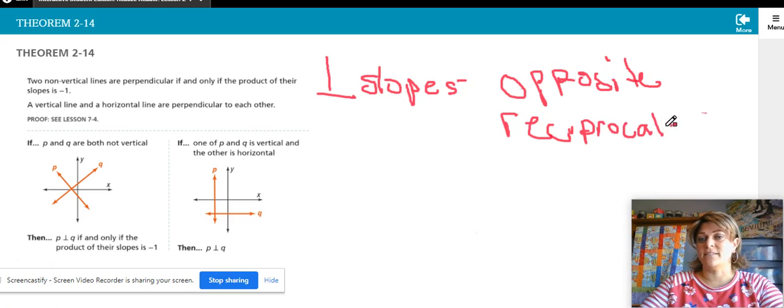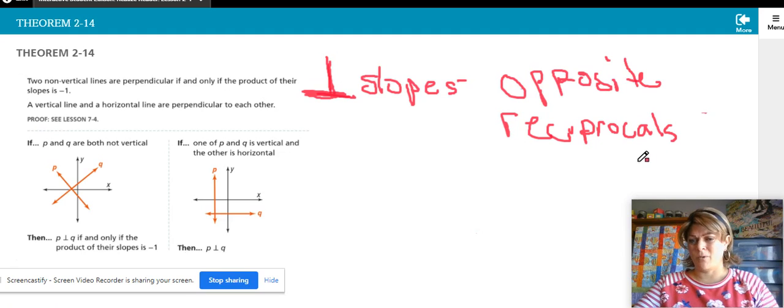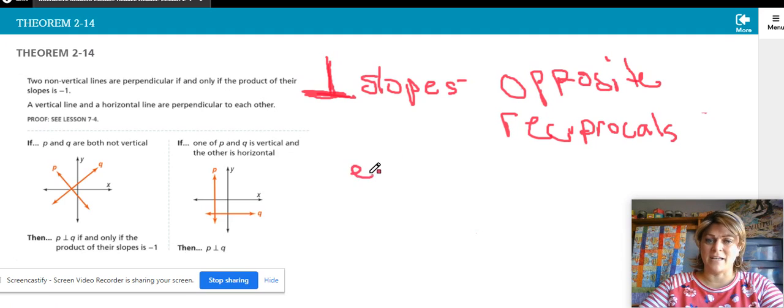It's taking forever to write this. Opposite reciprocals. This upside-down capital T is the symbol for perpendicular. So perpendicular slopes have to be opposite reciprocals. Well, what does that mean? Here's an example.